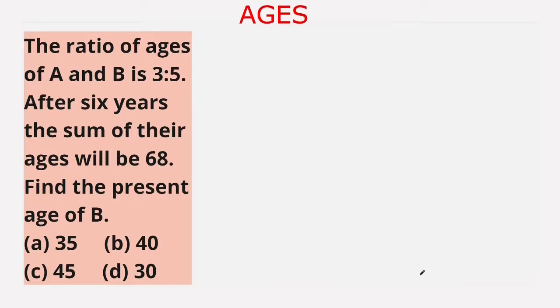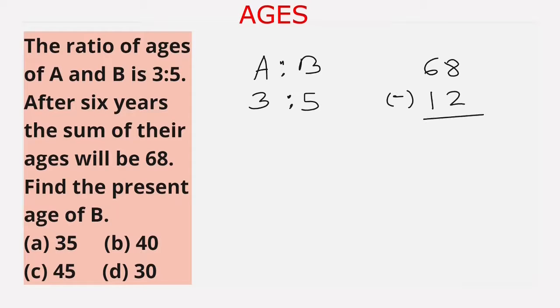Now I solve it, writing all the steps so that you can understand how to solve it. We are solving this question by shortcut method. A ratio B given to us is 3:5. The sum of their ages after 6 years will be 68. So we have to subtract 12 from it to get the present age. Why 12? 6 for the age of A and 6 for the age of B. So if we subtract 12 from 68, we get 56.